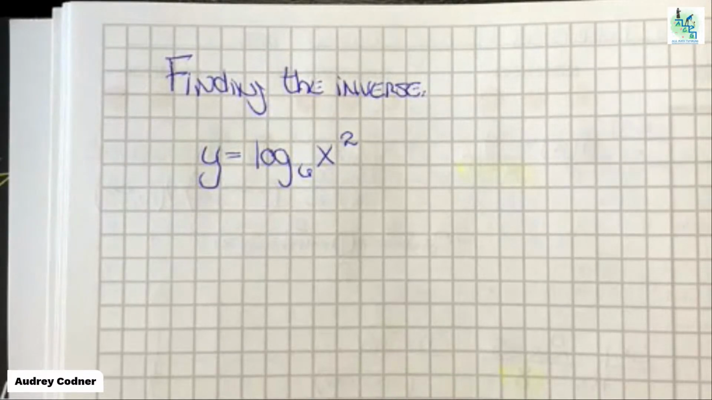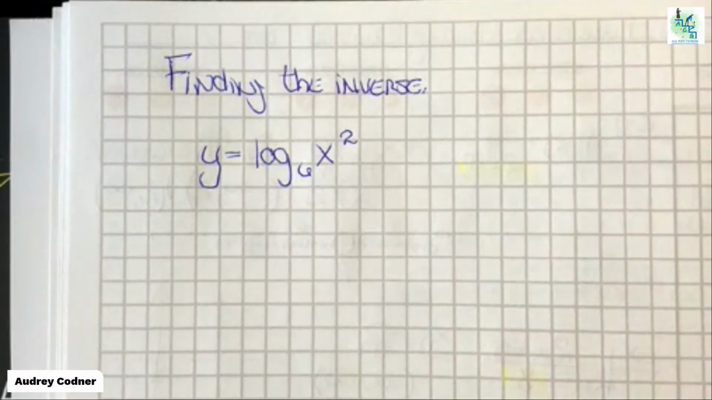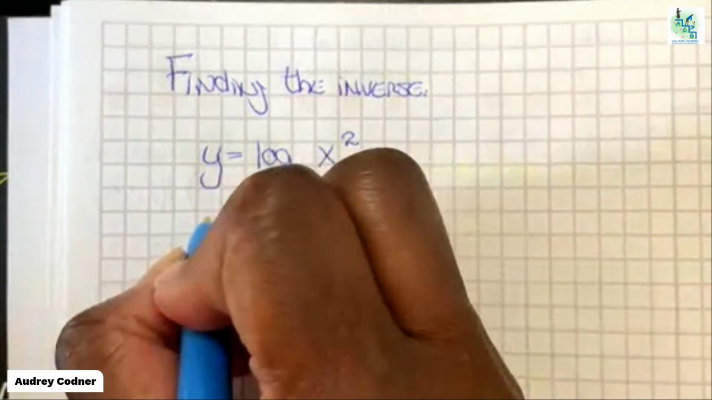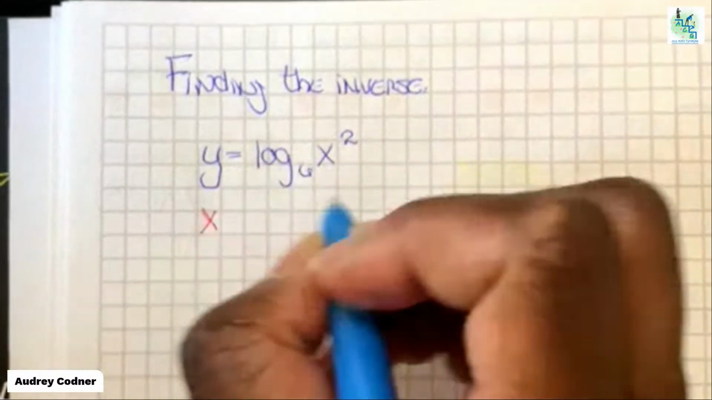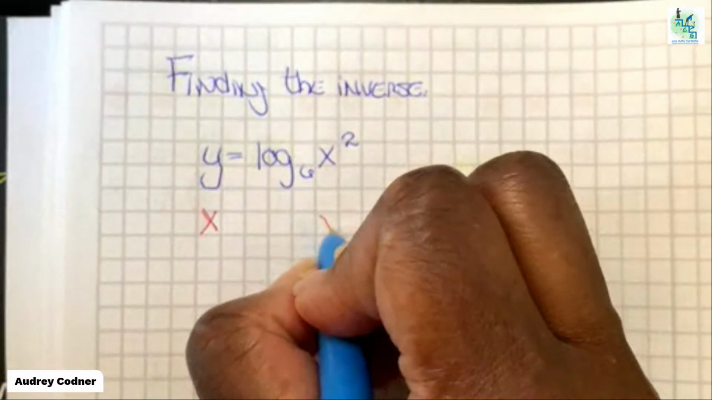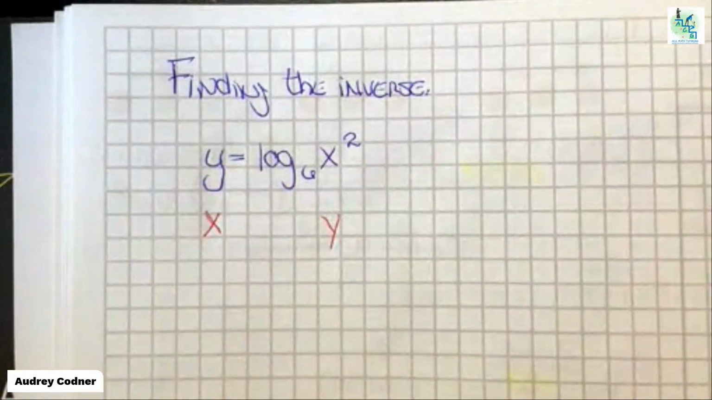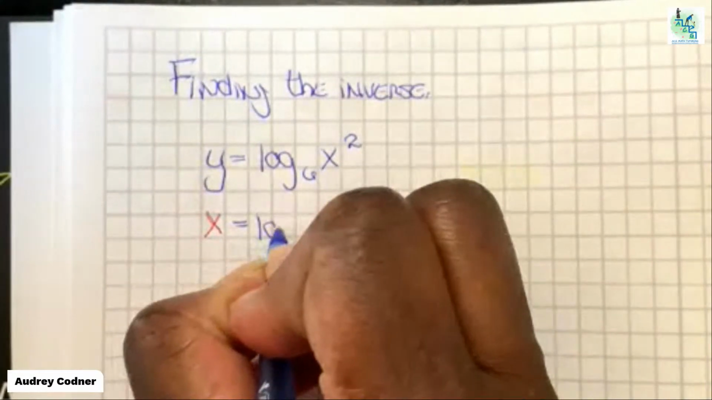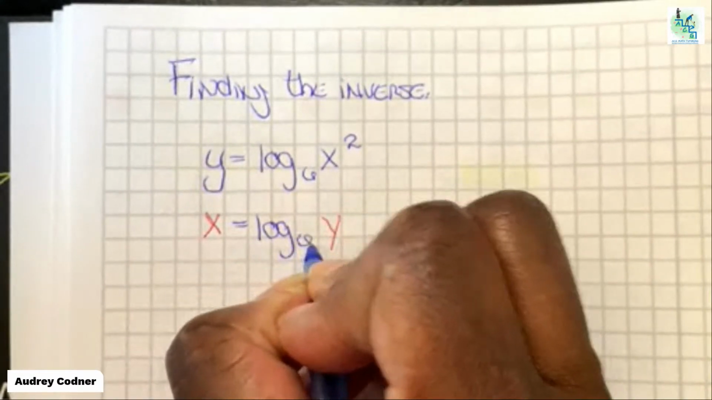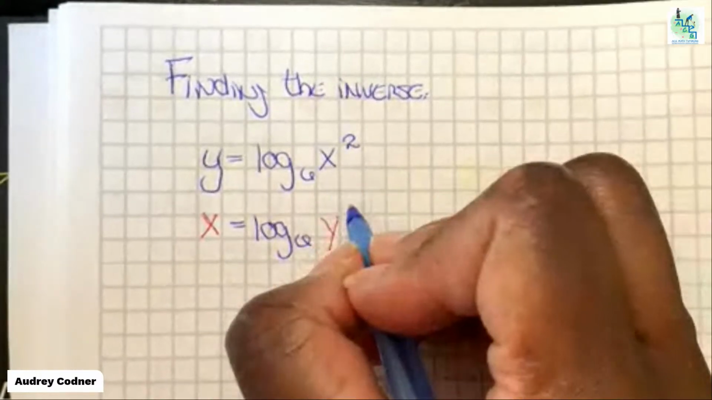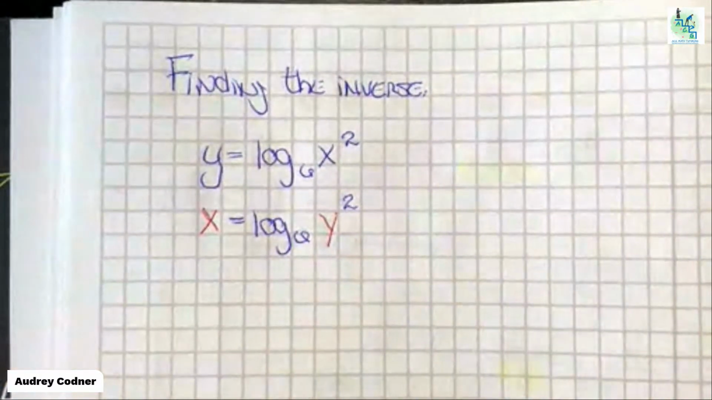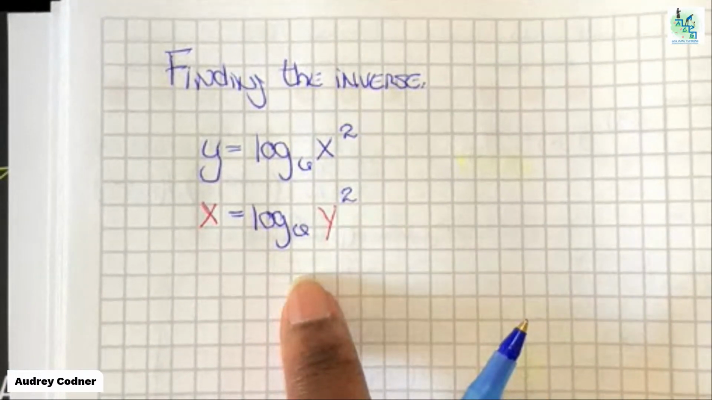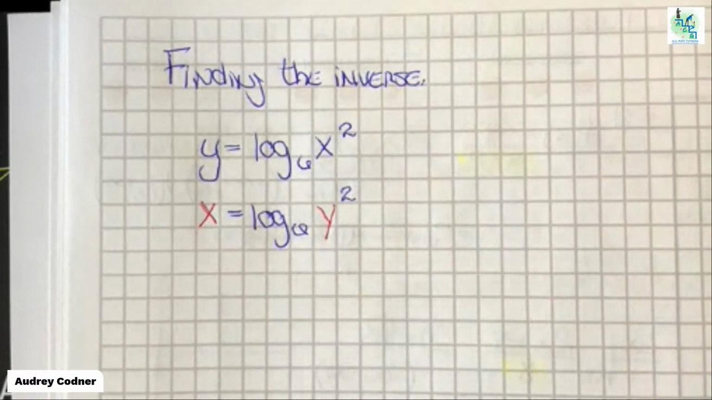So the major way that you can do this, when they say inverse, we need the opposite. So that means we're actually going to be switching our x and our y's. So instead of y equals, it's going to be x equals. We still have that log base 6, but instead of an x, we're going to have a y squared. And we're going to solve this equation for y, okay? So we want to find what's called the inverse.